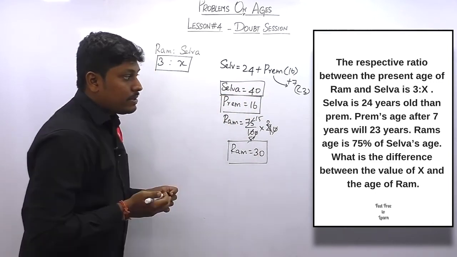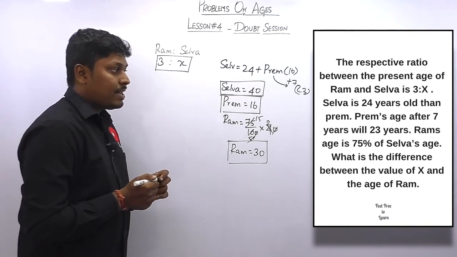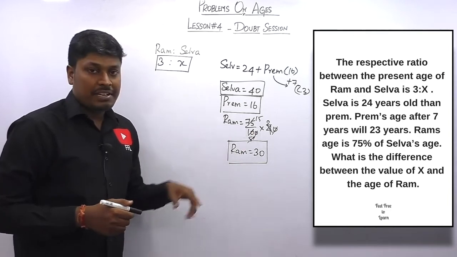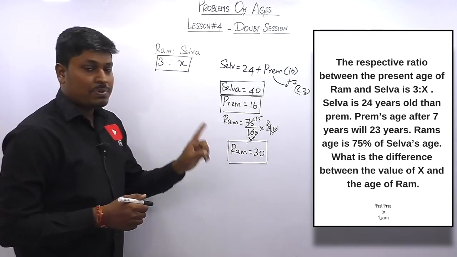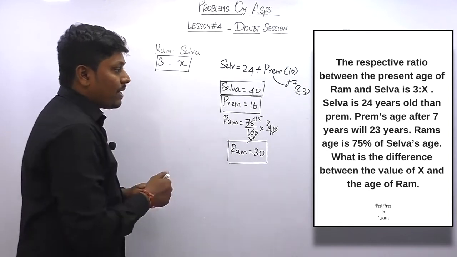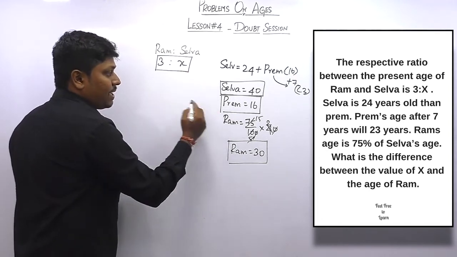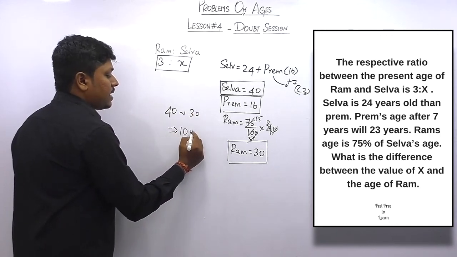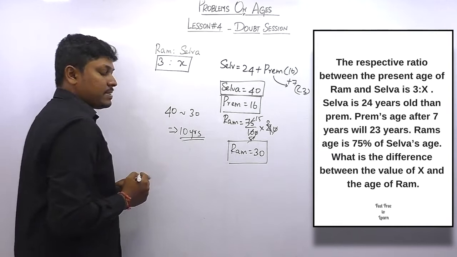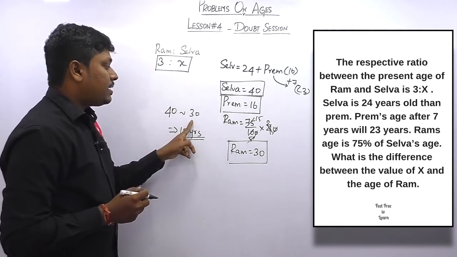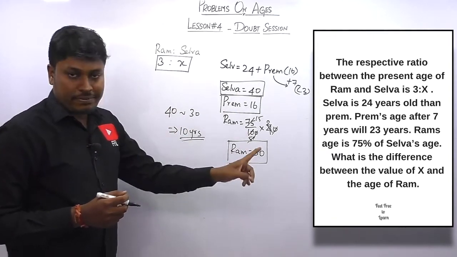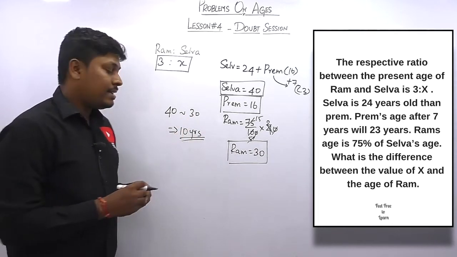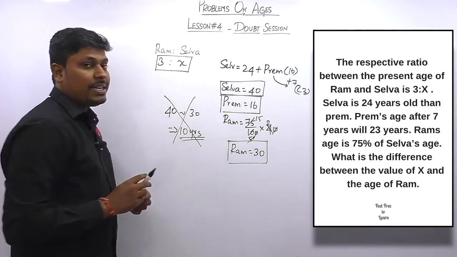And what is our target? What is the difference between the value of X and the age of Ram? Until this, every student will easily calculate the value, but at the last, many students will make a mistake. They used to find the difference of Selva's age, which is 40, and Ram's age, which is 30. So they will say the answer is 10 years. Whether it is right or wrong, 10 years, right? The Selva age X and the Ram age 30, they are asking a difference, right? So the difference of 40 and 30 is 10 years. If you say the answer is 10 years, it is wrong. No, the answer is not 10 years.